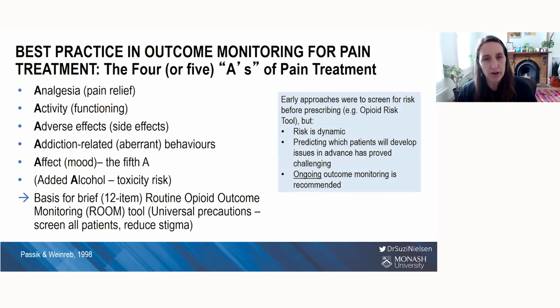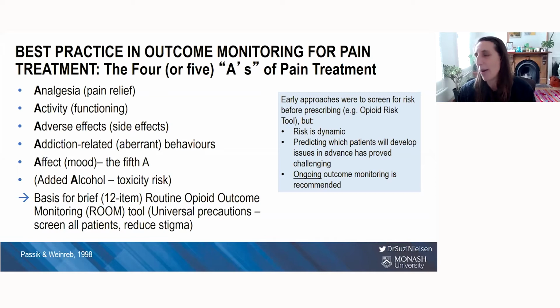So the work that I'm going to present today is about some tools that we've developed, and what informed the development of these tools was really looking at what is best practice in terms of monitoring for outcomes with pain. There's a framework which was originally called the 4 A's, which has morphed into the 5 A's of pain treatment. And you'll see that I've added another A, so now there's 6 A's. But the original domains that Passik and Weinreb had identified as being key things to monitor when people are on long-term opioids are the following.